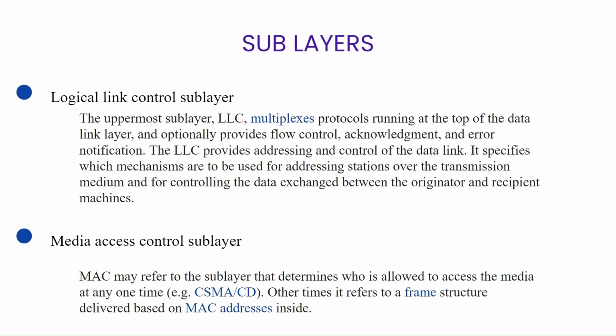It specifies which mechanisms are to be used for addressing stations over the transmission medium and for controlling the data exchange between the originator and recipient machine. The next sublayer is the Media Access Control sublayer, MAC in short. The MAC refers to the sublayer that determines who is allowed to have access to the media at any one time.